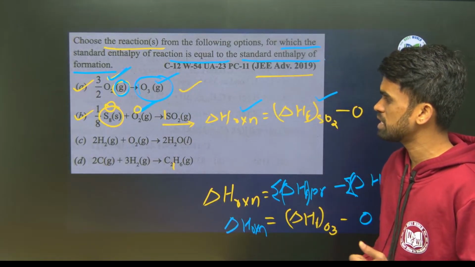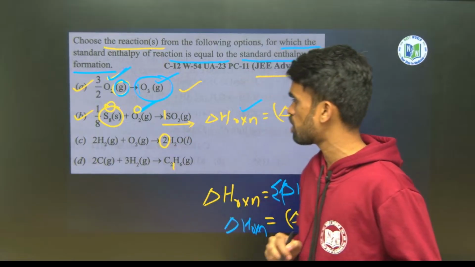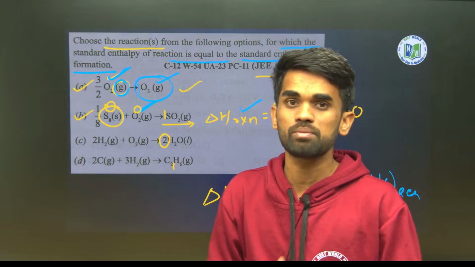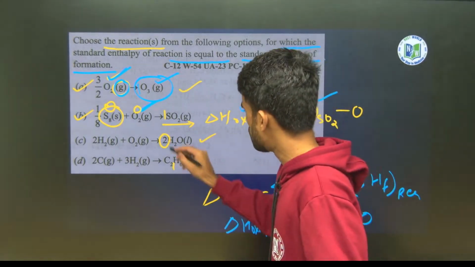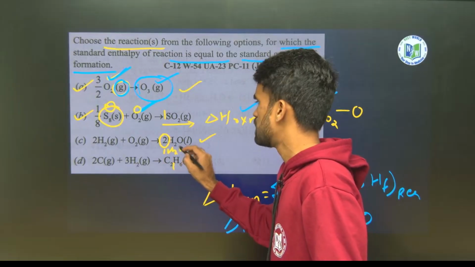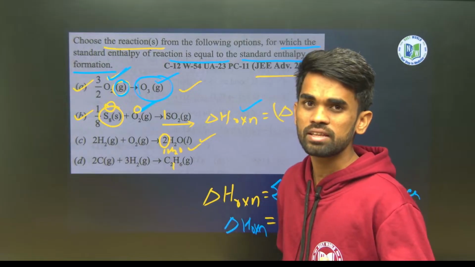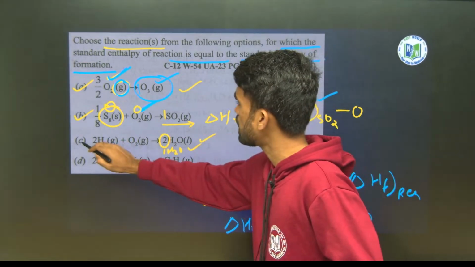Now what about C and D? See, in the C case, see how many moles of product are forming, 2 moles. Always remember, whenever we are talking in terms of enthalpy of formation, you should take the reaction for per mole formation. It means if 1 mole of H2O is formed, then we can write enthalpy of formation. Since it is not exactly representing enthalpy of formation, I can say this is not a valid option for the given question.